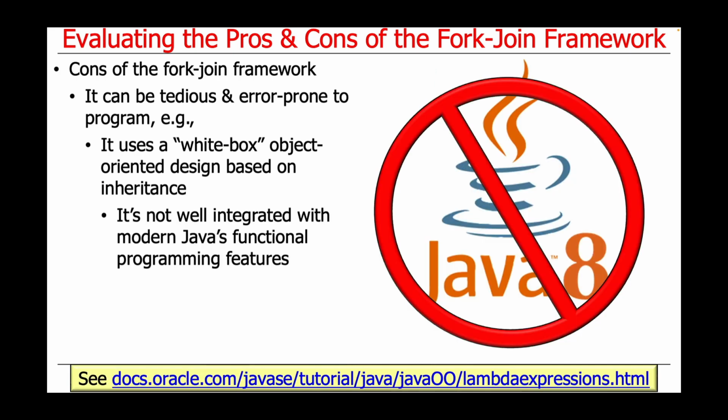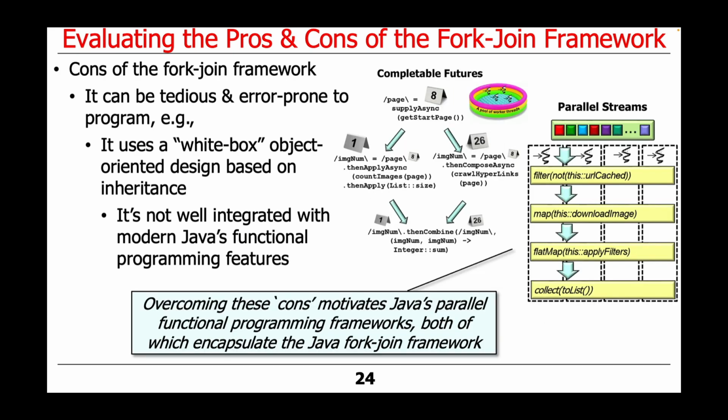One of the other things that makes it somewhat annoying is it was designed for Java 7, which came out in the 2010 timeframe. At that point, they hadn't added all the cooler, newer functional programming features that came along in Java 8, which was 2014. So the fork-join framework isn't really well integrated with modern Java's functional programming features. Overcoming these deficiencies motivates Java's parallel functional programming frameworks, in particular parallel streams, which encapsulates the fork-join framework with a nice functional facade. You can think of these other things we're going to talk about in just a moment as being facades that encapsulate some of the deficiencies of the fork-join framework from a programming point of view, while still leveraging its performance optimizations and its work-stealing and managed blockers and all this other cool stuff.